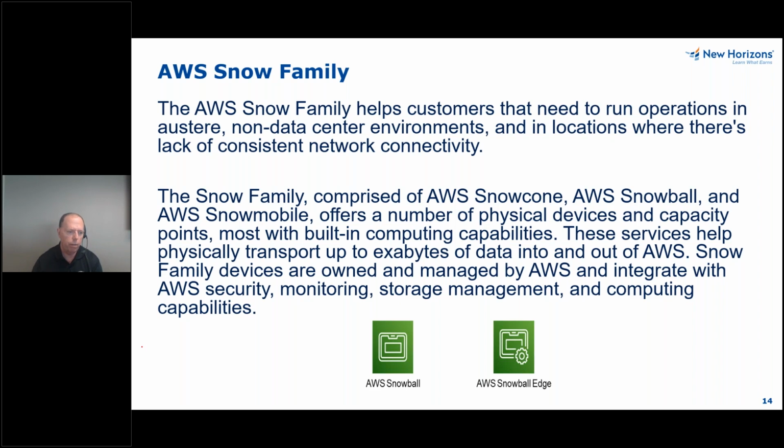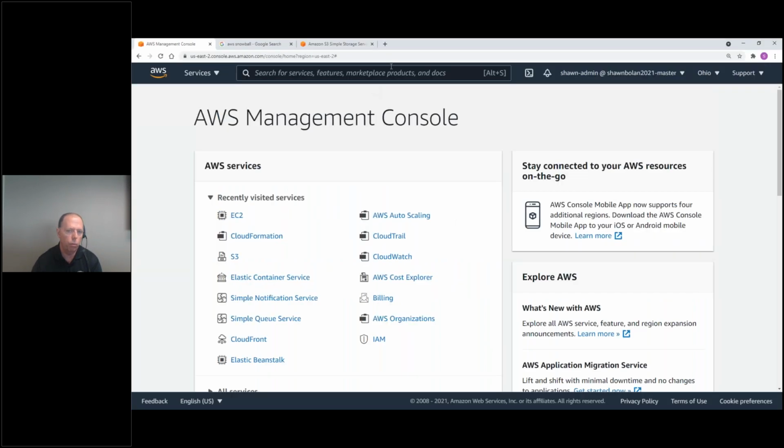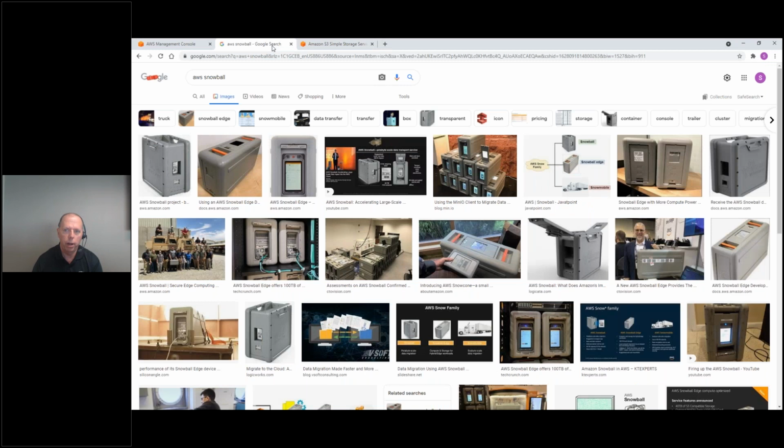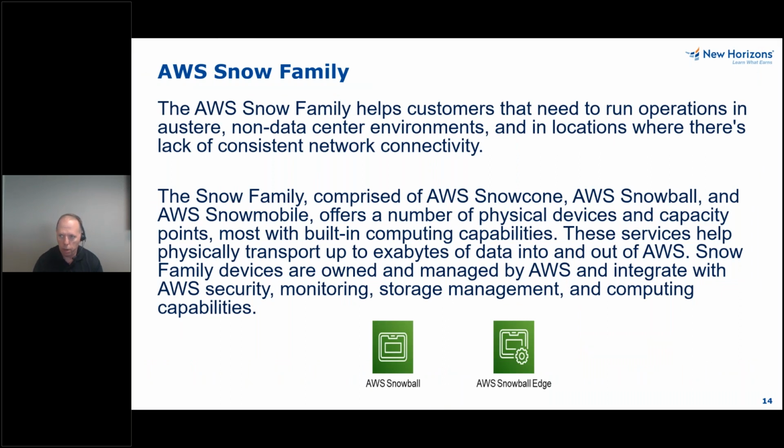In fact, I even have a picture of one of them. Let me bring it up here really quickly. I went out on Google and did a search here. These are some examples of what's called a Snowball device. It is a physical storage appliance that I will order from AWS. They will ship it to me. I will plug it in my network. I will dump my data on there. It's a secure device, it's encrypted, etc.